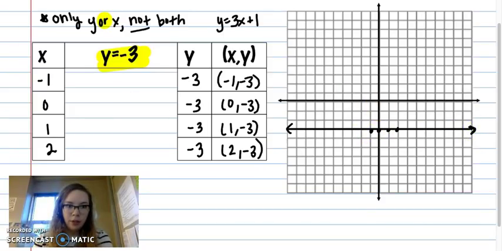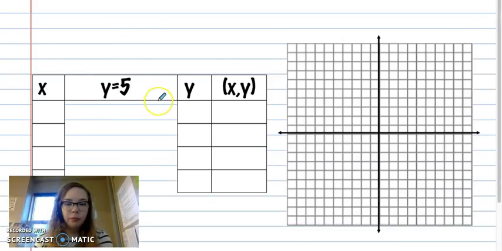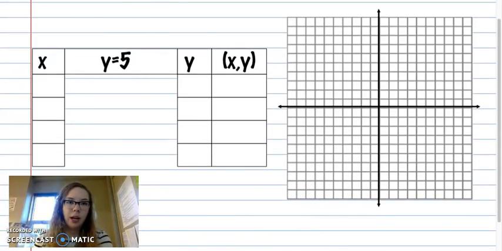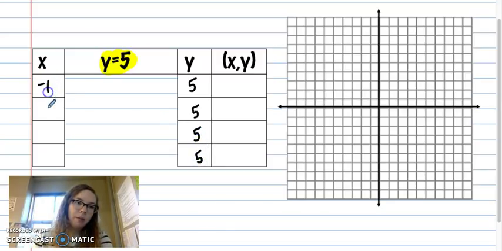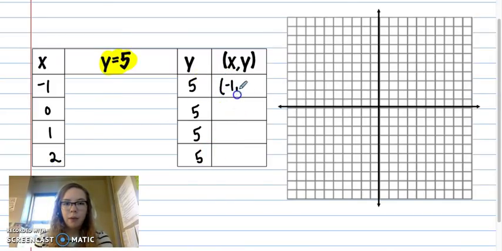Okay, another example. This time we have y equals 5. That means no matter what, all of my y's are going to be 5. So again, I can pick what I want for my x's, but all my y's are 5. So this would be -1, 5, 0, 5, 1, 5, and 2, 5.